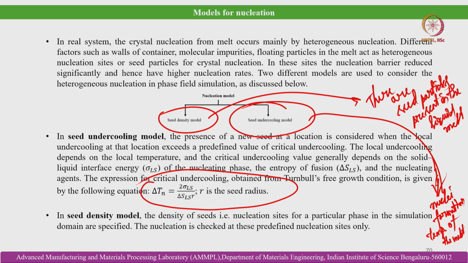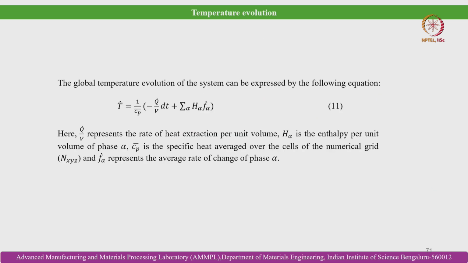where R is the seed radius, whereas in the seed density model, the density of seeds, that is nucleation sites for a particular phase in the simulation domain, are specified. The nucleation is checked at these predefined nucleation sites only, and no nucleation is possible at other sites where seeds are not defined. This is the difference between the two nucleation models considered in the phase field model that is discussed with you today.